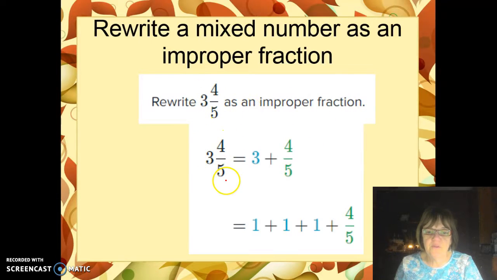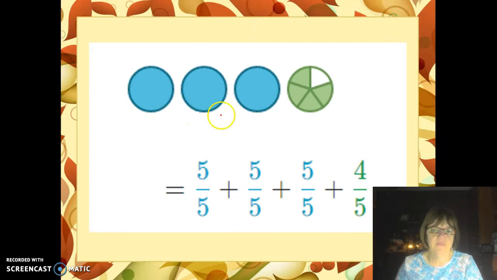We can think of 3 4/5 as 3 plus 4/5, the whole number plus the fraction. And the 3, we can break it out. It's 1 plus 1 plus 1 plus 4/5. Visually, we've got a whole plus another whole plus another whole plus the 4/5. Each of these wholes, we can rewrite as a fraction of its own, 5/5, because that's 1, right? 5/5, 5/5, 5/5, adding those up and adding the fractional part.